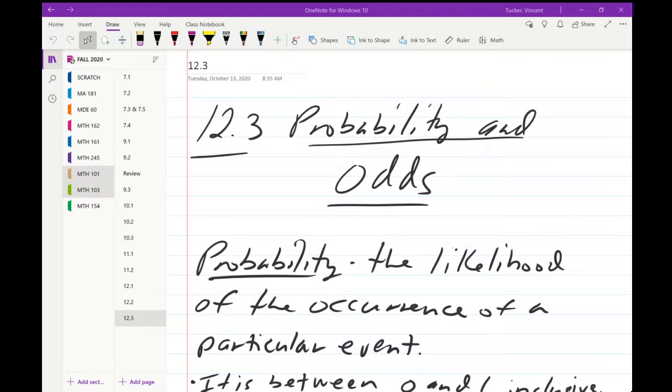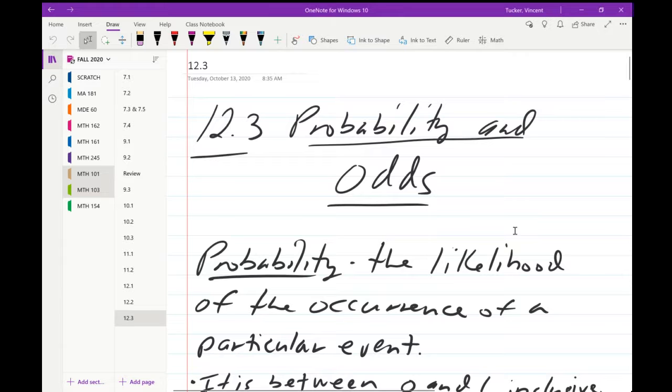All right, so last class we left off, or we closed out 12.2. So today we will start off with 12.3, probability and odds. When it comes to chapter 12, there are only 4 sections. So we only have one more section out of chapter 12, and then we'll close that out. We'll do that on Friday. So 12.3, probability and odds.